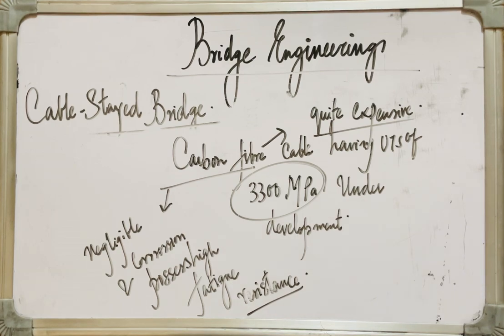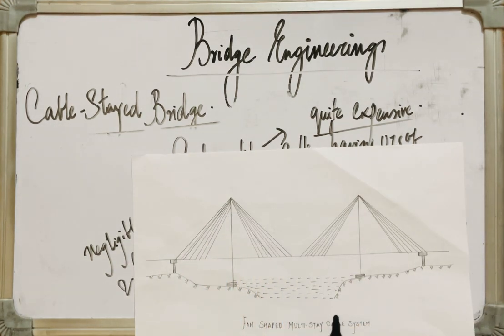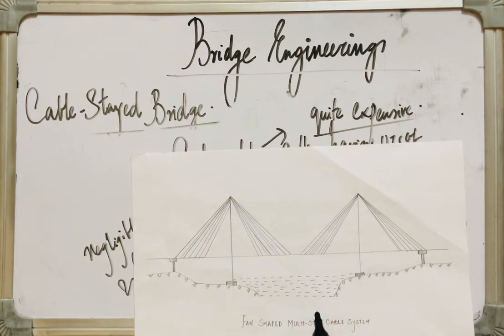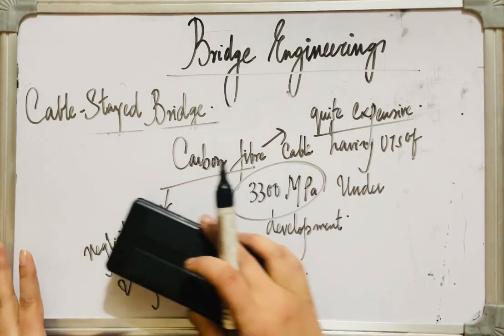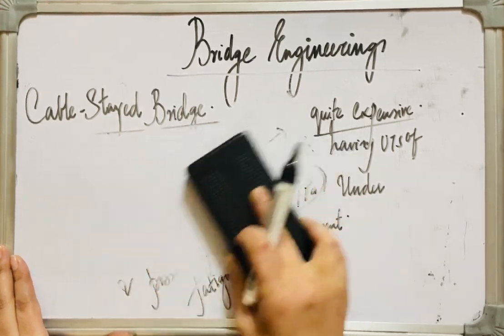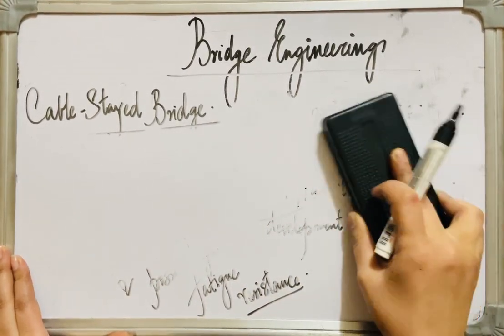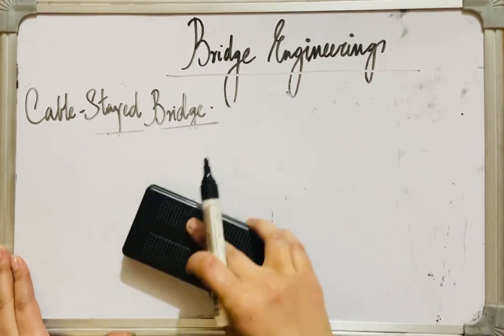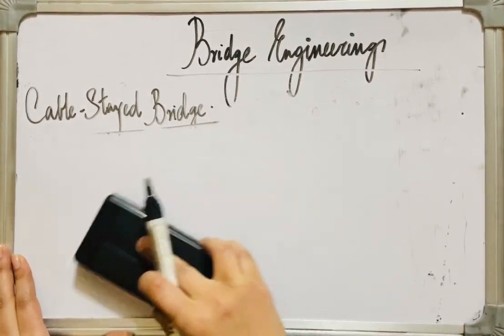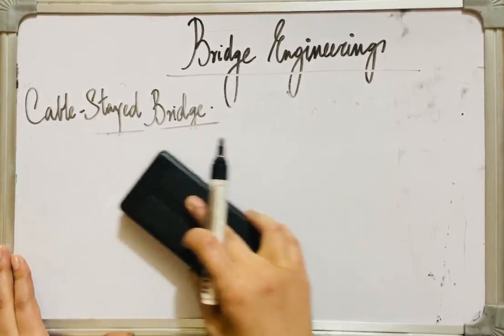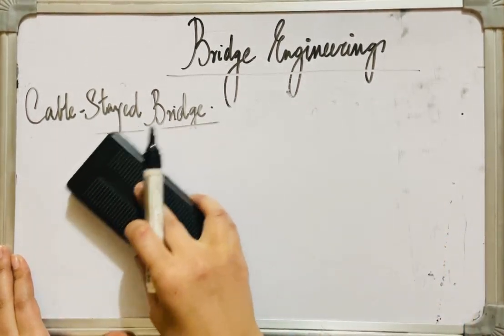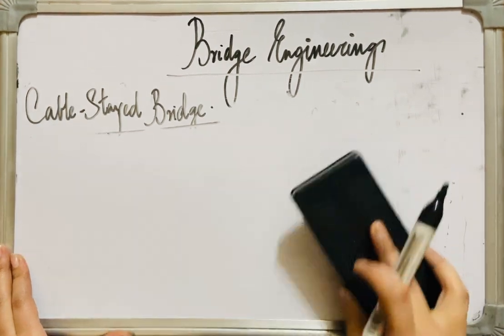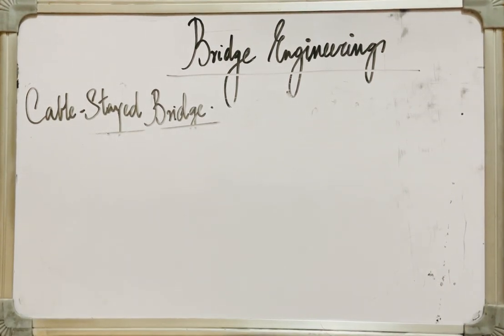And we also learned that the tensile strength of these cables is of the order of 1600 MPa, but nowadays carbon fiber cables which have the UTS of 3300 MPa are also under development, which are said to possess negligible corrosion and high fatigue resistance, but are expensive. And the main requirements of a stay cable, because they form the essential component of a cable stayed bridge system, they must have certain requirements, which we also discussed.